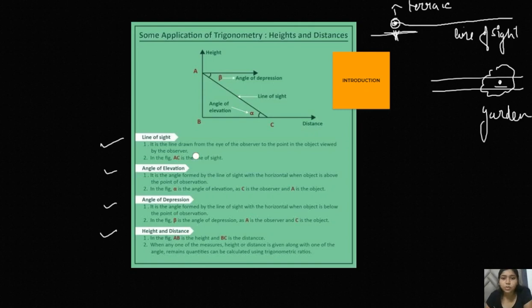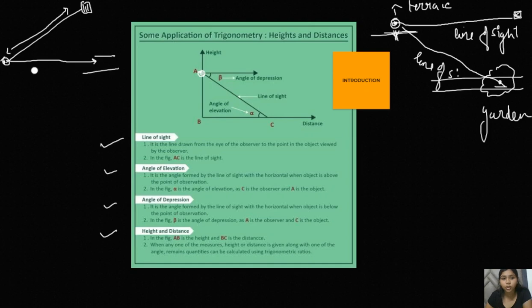So in this particular picture, AC is the line of sight. This is the observer and they are just looking down. If they are looking at this particular building, this will be the line of sight. If they are looking at this particular garden, then this will be the line of sight. I hope that's clear to you. If they are looking at this particular building at this angle, this will be your line of sight. If they are looking like this on the road, then this will be your line of sight. And if they are looking downwards, then this will be your line of sight. Wherever you will be looking, that will be your line of sight.